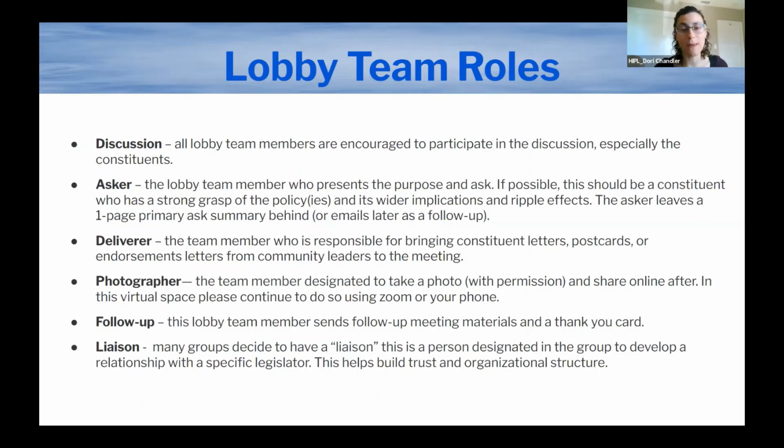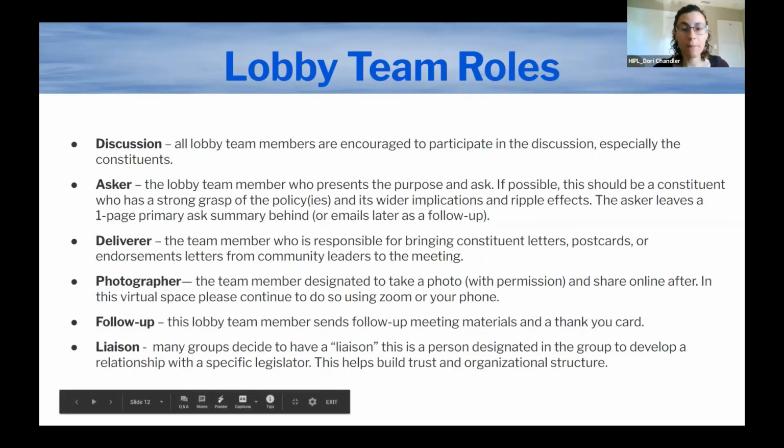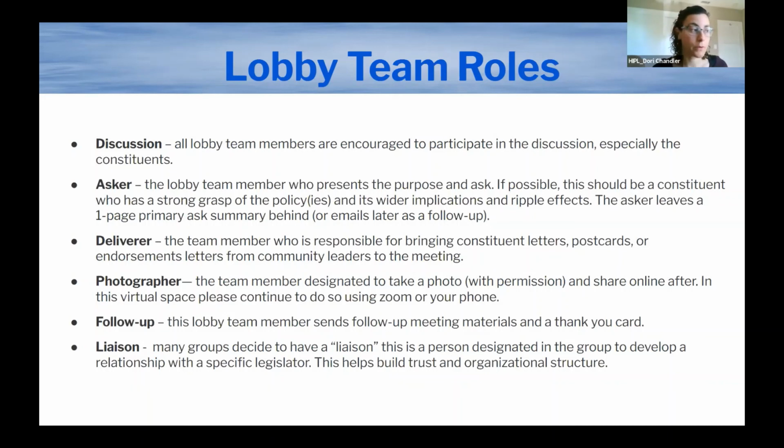We know in the virtual space that we can't really do photos in the same way, but I encourage you all to figure that out with technology and take a Zoom photo of everybody and share that on social media afterwards, letting folks know, again, this is part of accountability. And then anybody to follow up, this could be the liaison or someone who's specifically going to follow up with educational materials.